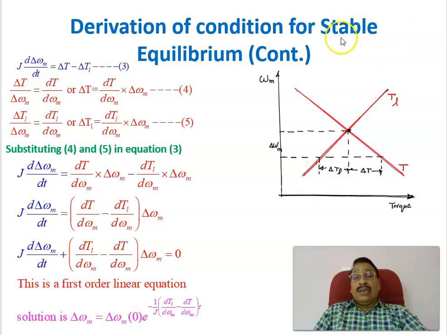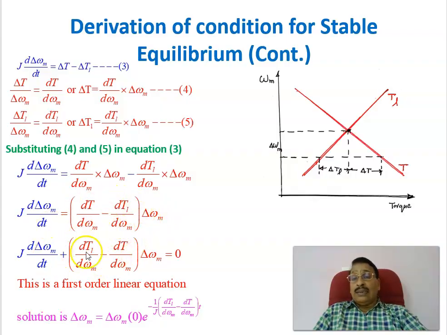Continuing the derivation for the condition for the stable equilibrium point, we have already seen the equations for delta T and delta TL. In the last slide we saw the equations, and we are substituting delta T and delta TL in equation 3, substituting 4 and 5 in equation 3. Then we get J into d delta omega m by dt equal to dT by d omega m into delta omega m minus dTL by d omega m into delta omega m, or J into d delta omega m by dt equal to (dT by d omega m minus dTL by d omega m) into delta omega m.